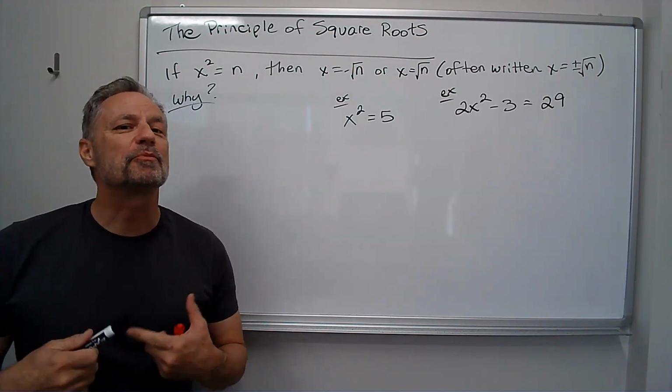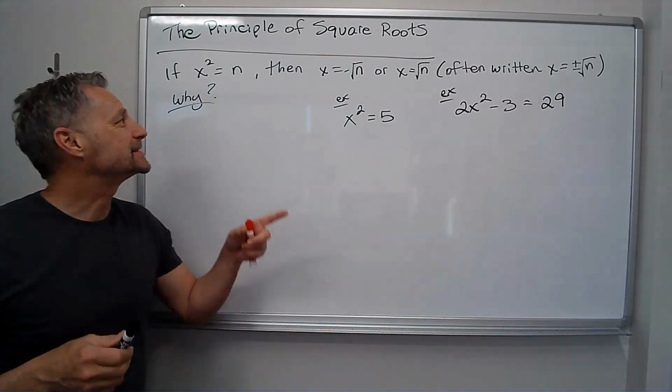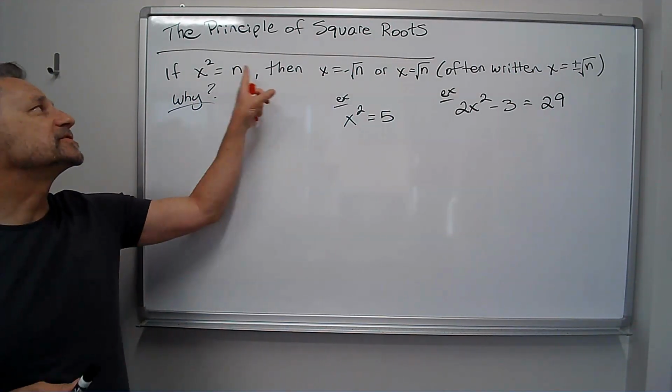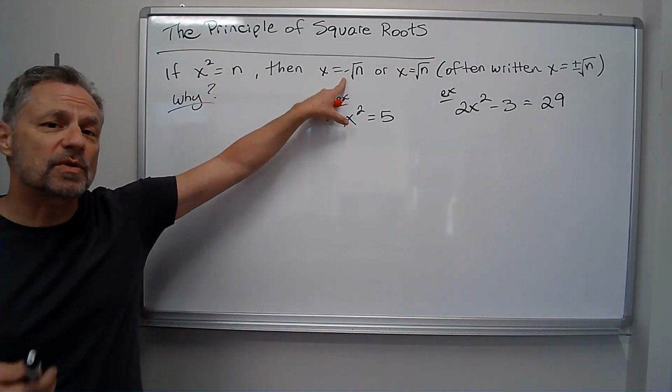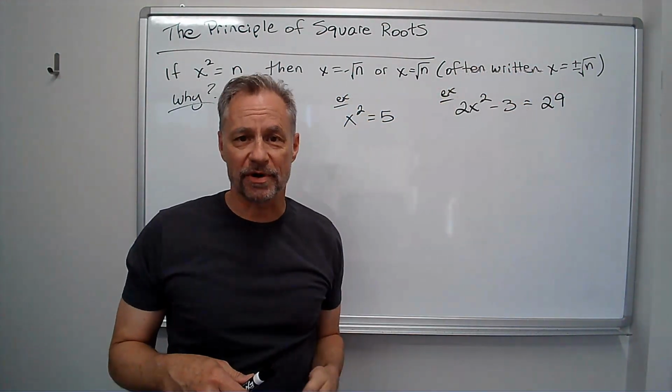We're talking about the principle of square roots. So essentially, the principle of square roots says this. If x squared equals n, then x, which is the square root of x squared, is going to be negative square root of n or positive square root of n. And often we just write it as plus or minus the square root of n.